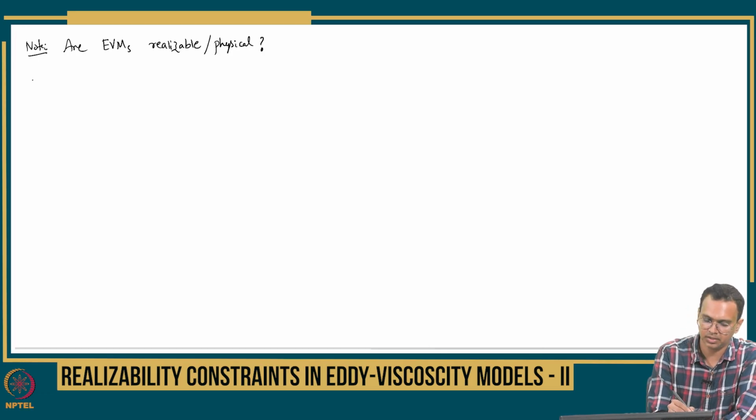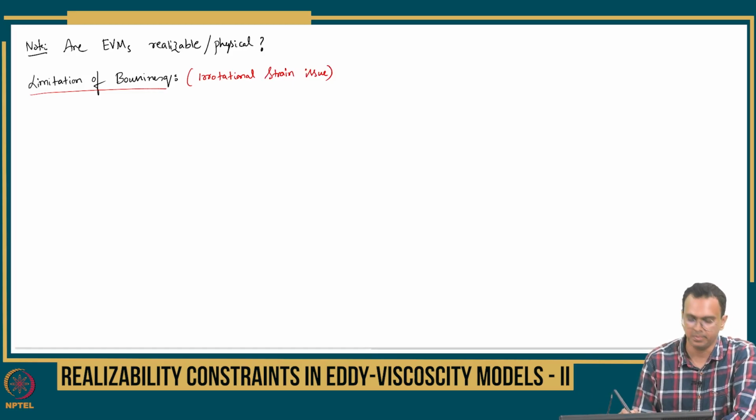So one issue is coming from Boussinesq itself. That was the origin. The closure for your Reynolds stresses came from Boussinesq. So we look at a limitation of Boussinesq. This issue is also called the irrotational strain issue. So we'll see what happens here.